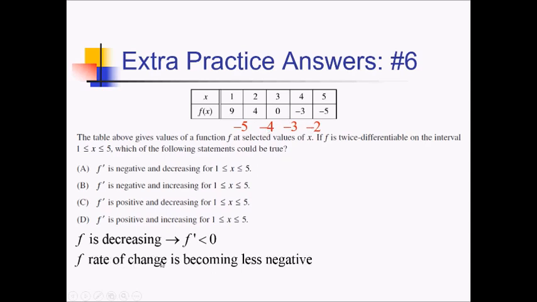Well, if the rate of change of something is becoming less negative, that means technically it's increasing. If you're in negative territory and you're getting closer to the x-axis, you're going up, you're increasing. So we can see then that this rate of change, which we call f prime, is increasing. That means we're going to have to pick answer choice B.